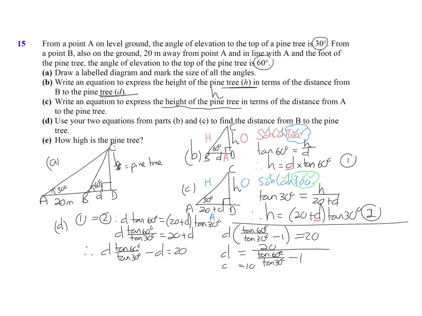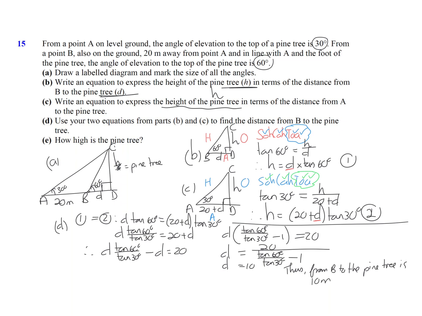So that's the answer then for part D. So thus the distance from B to the pine tree is 10 and the unit is meters.